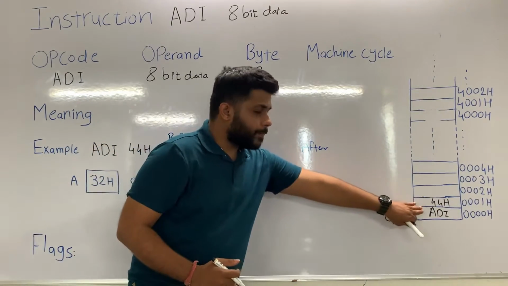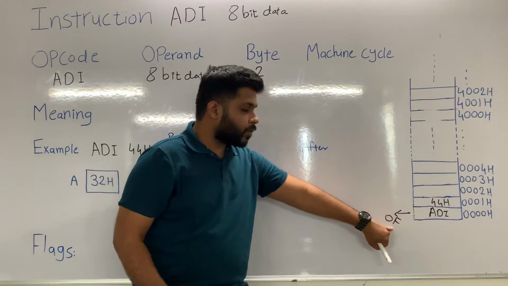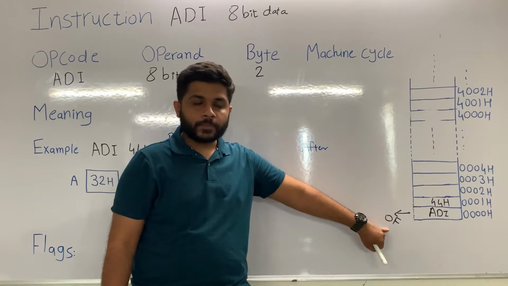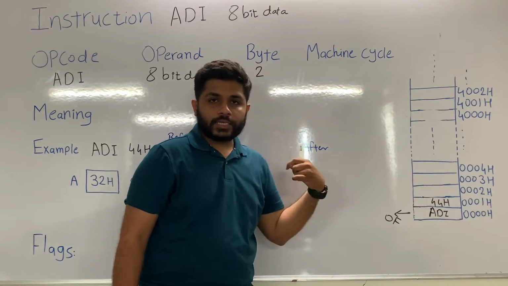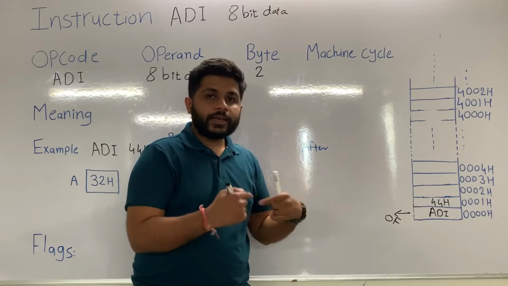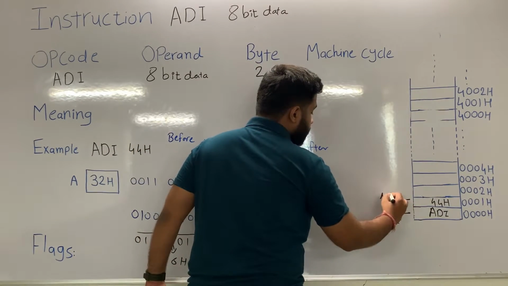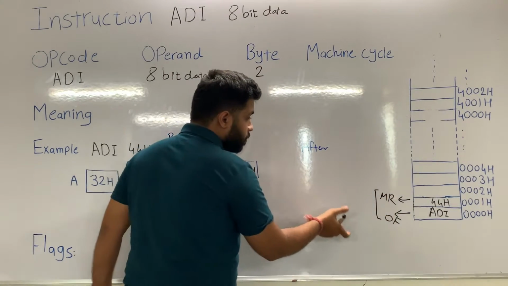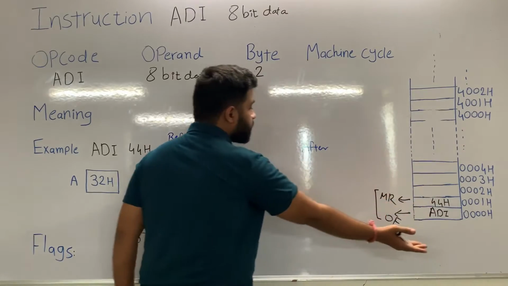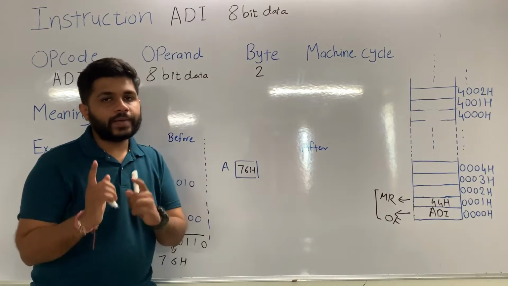Now, this is only part of the instruction. To read the whole instruction, the one opcode fetch machine cycle is not sufficient. So, when opcode fetch is performed, ADI is transferred to the microprocessor. To read the next part of the instruction, the processor has to perform the memory read machine cycle. So, when opcode fetch and memory read are performed, then this whole instruction will be transferred. Then the processor will decode and execute.